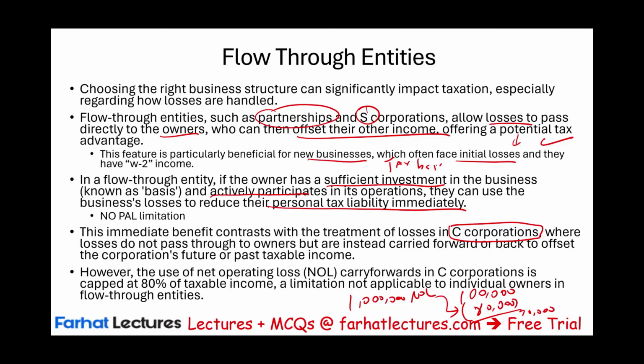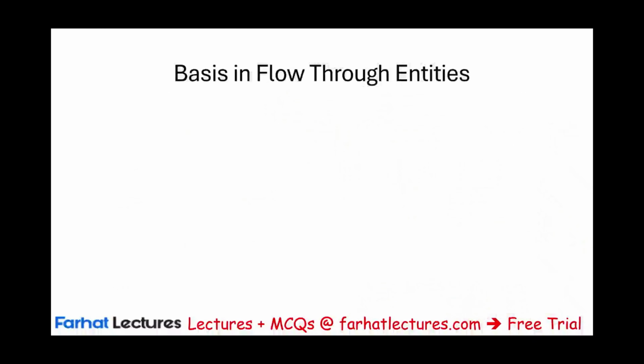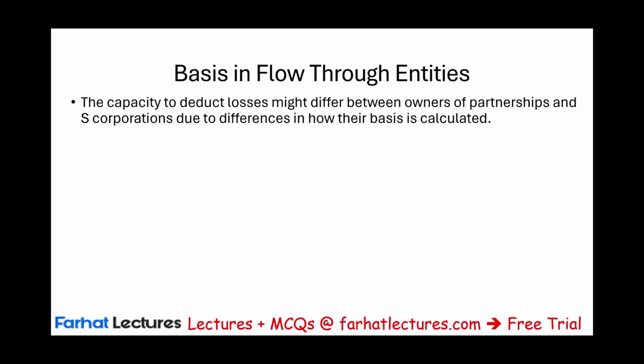So that's why, if you have losses and you have other income, let's do an S corporation if it's one individual, an LLC taxed as an S corporation. If more than one individual, let's form a partnership. Now, we also have to understand that within flow-through entities we have more than one option. We could have a partnership, we can have an S corporation. You have to know the rules within those flow-through entities.